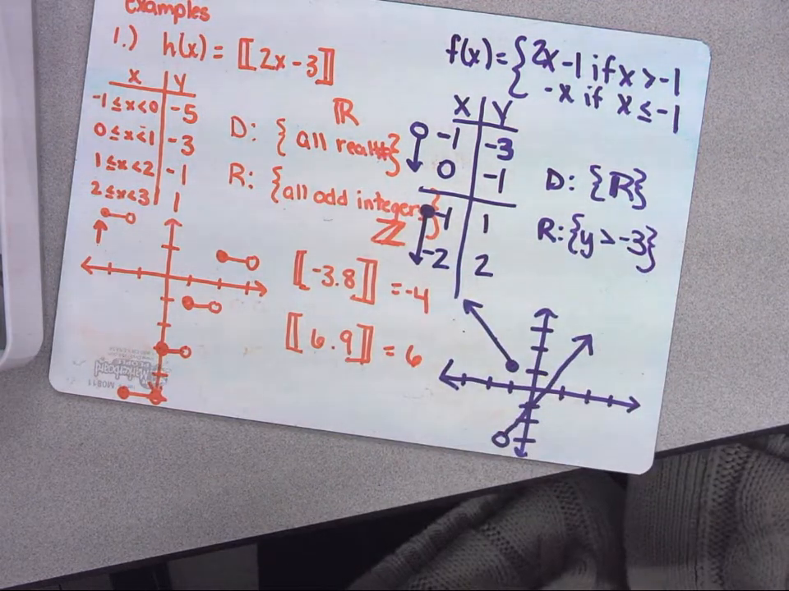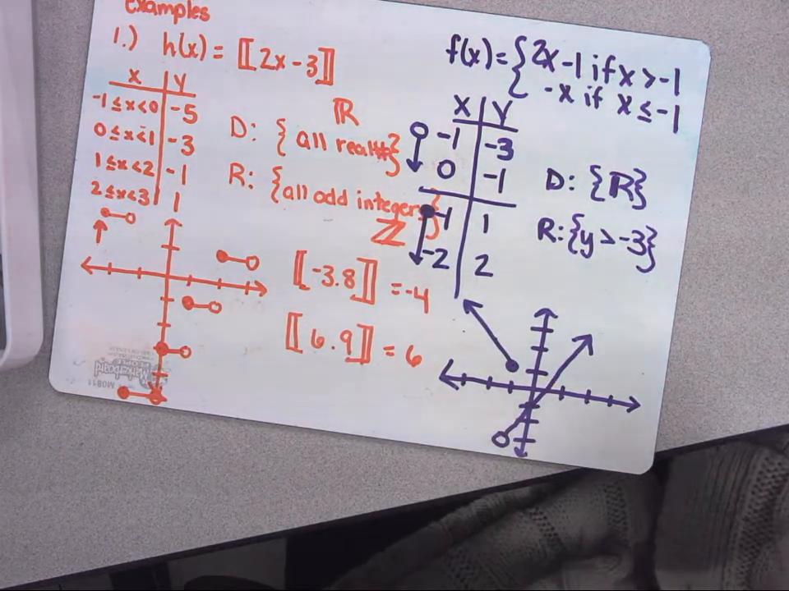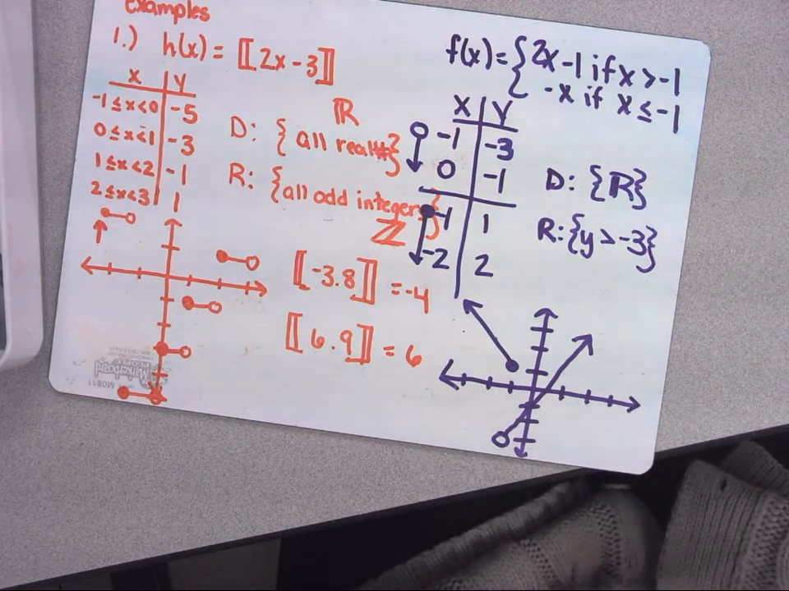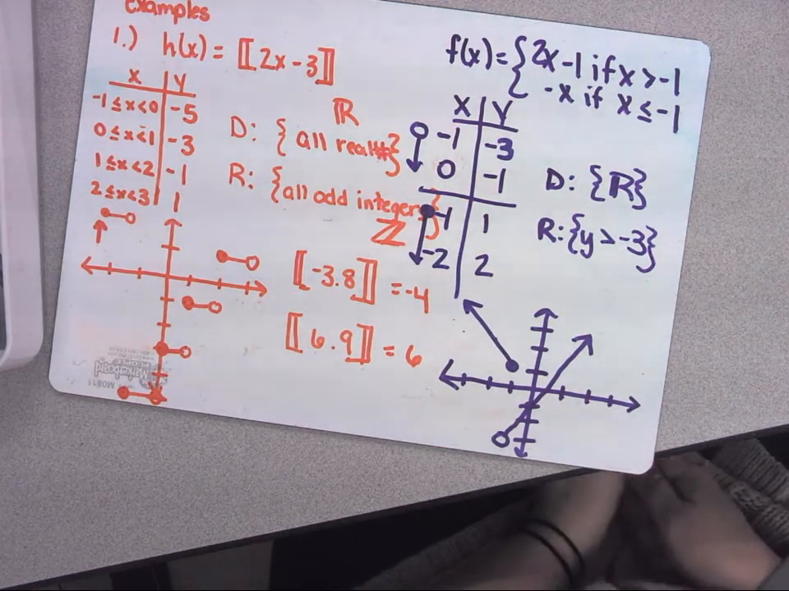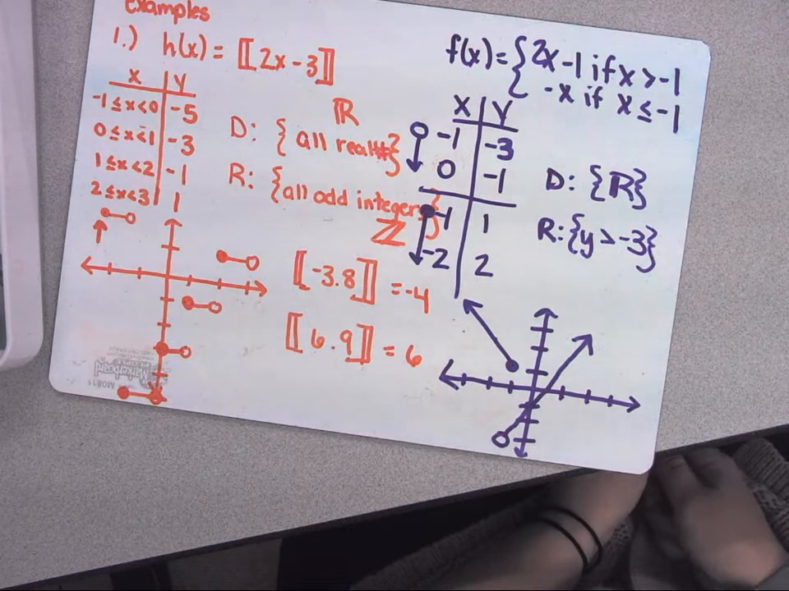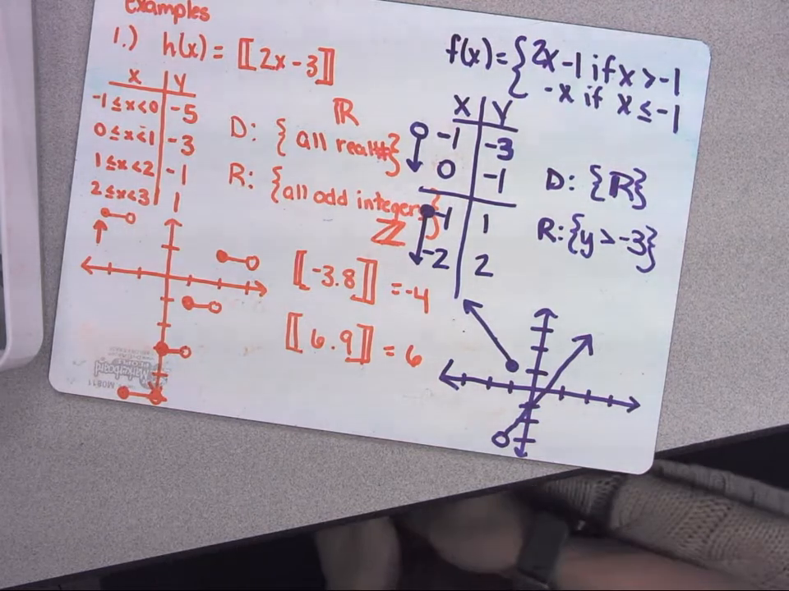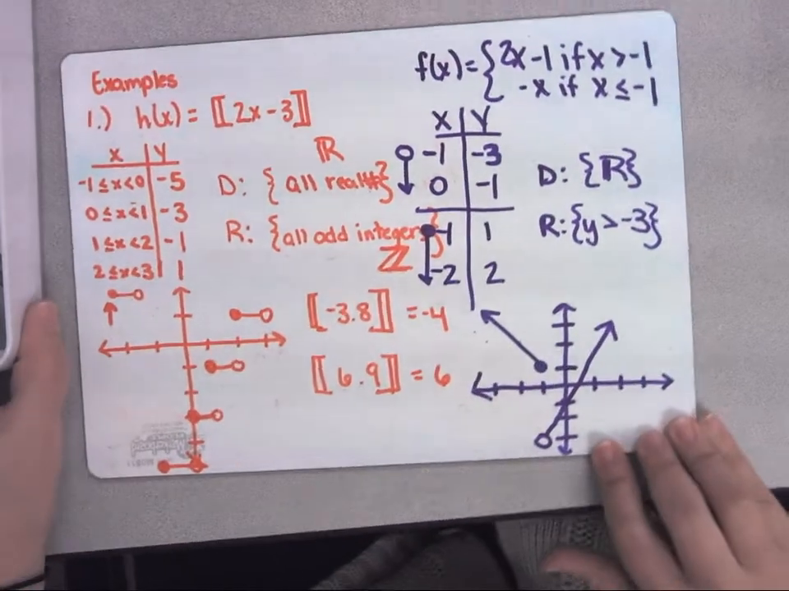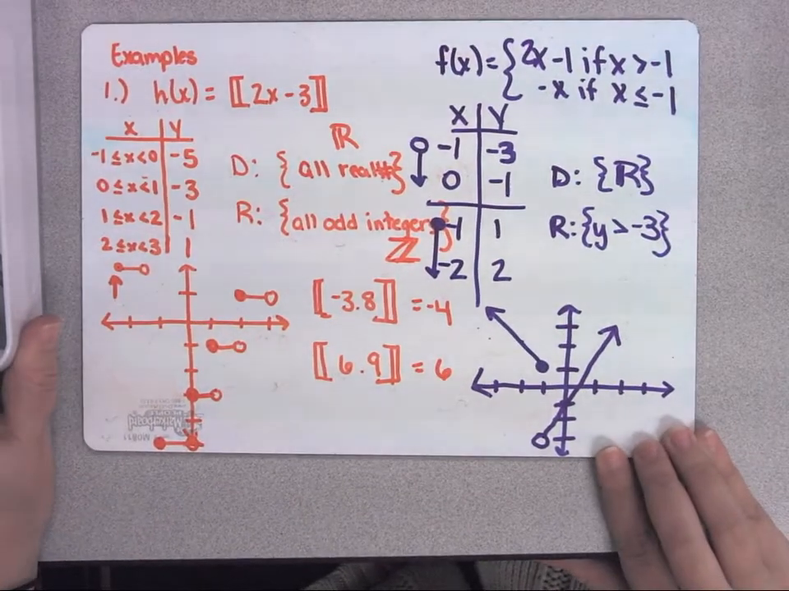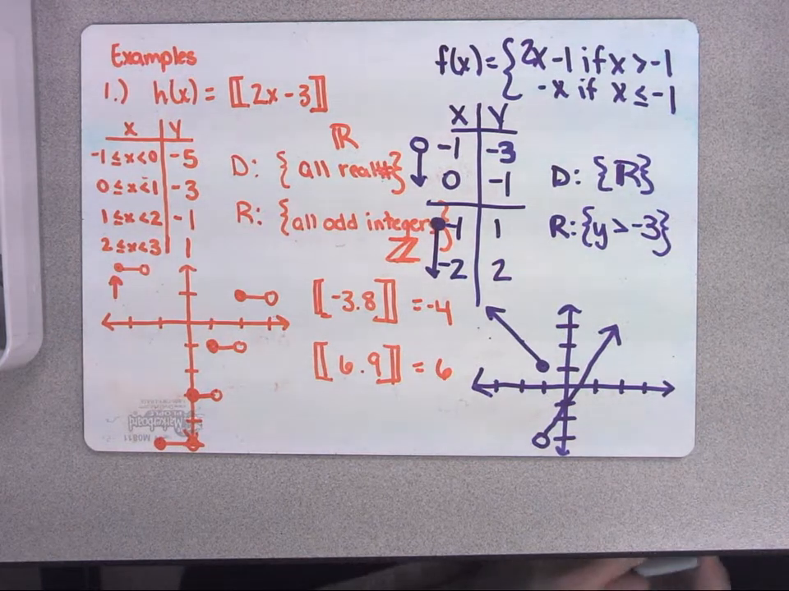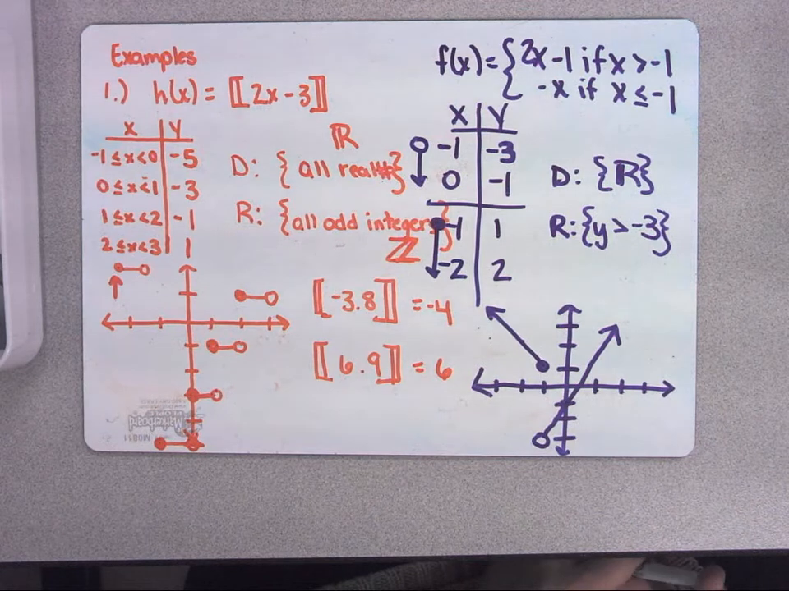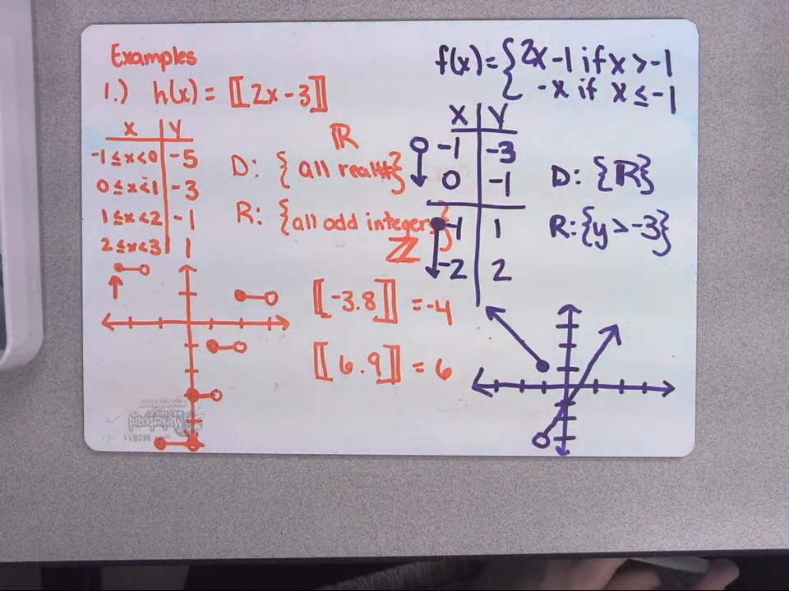Your brackets are getting really good, and your double bar R is getting real good. You just gotta think about that range. Where's the lowest point on your graph? Everything's above it. Correct, sir.